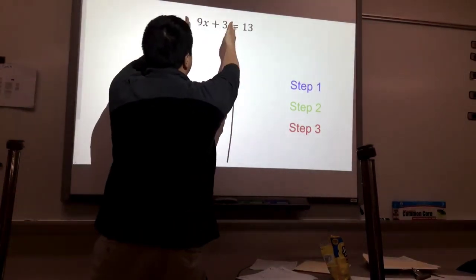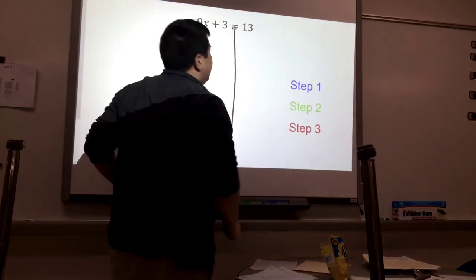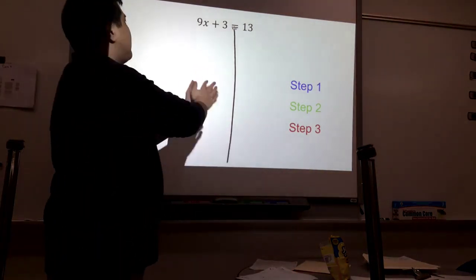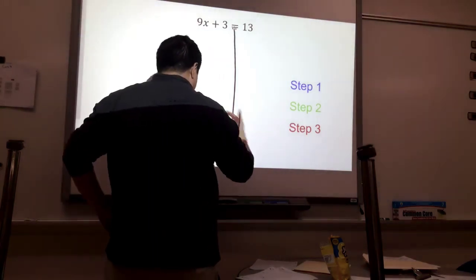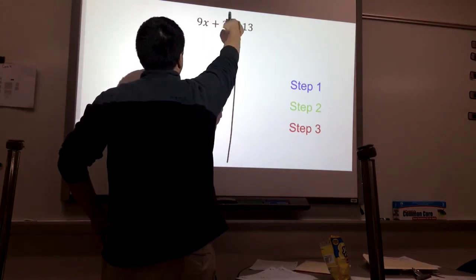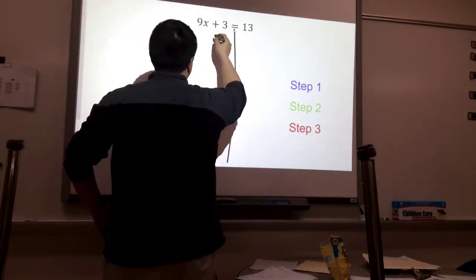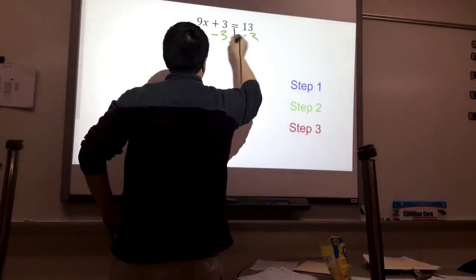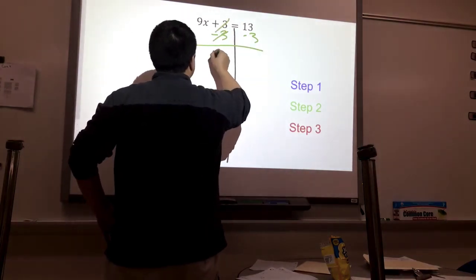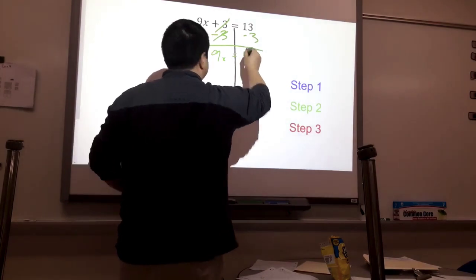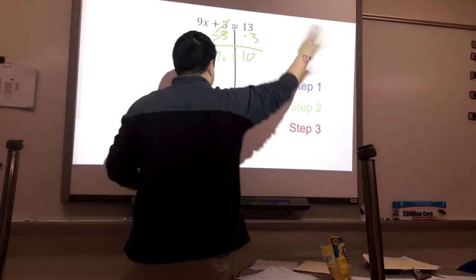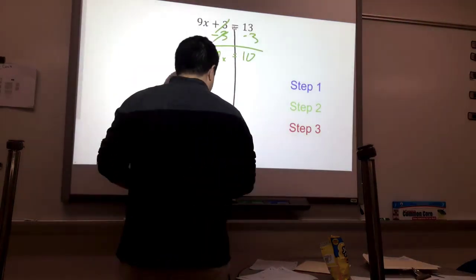Step 1, we have the 9x plus 3 on one side and 13 on the other. There is nothing to distribute and nothing to combine terms. So therefore, we are done with step 1. Step 2, we need to move this 3 to the other side because this is on the side with the x and we do not want that. So we want to subtract 3 on both sides. We get, crossing that out, 9x equals 10. We are done with step 2 because we have x on this side and non-x's to the other side.